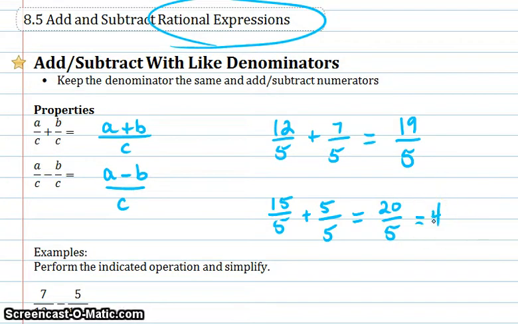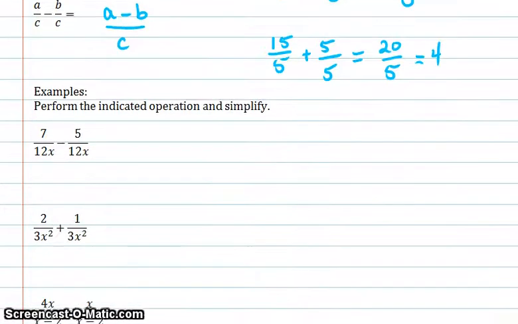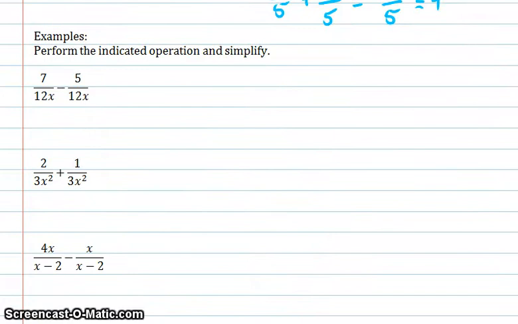So we're going to be doing the same thing now with rational expressions, so expressions that include numbers and variables now. The first example we have is the simple case of 7 over 12x minus 5 over 12x. So we're going to keep our denominator of 12x, and we simply subtract 7 minus 5, and that's 2. So we have 2 over 12x.